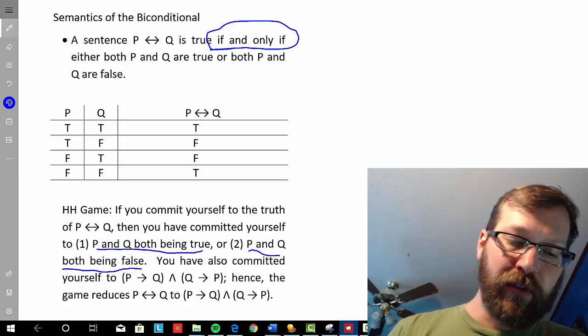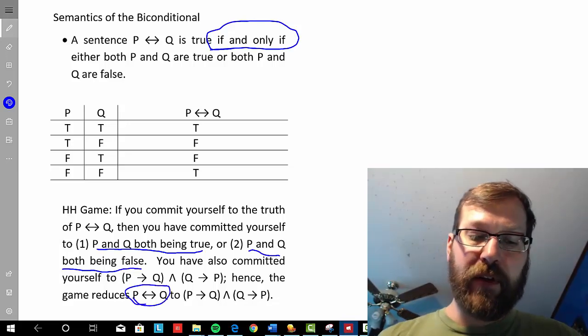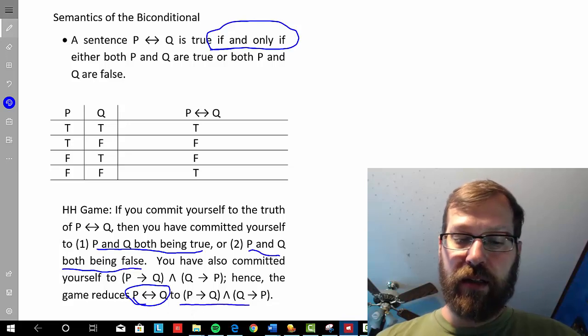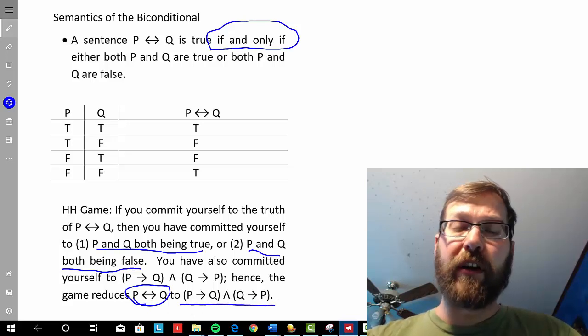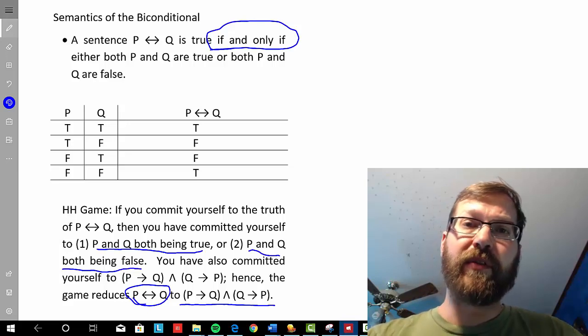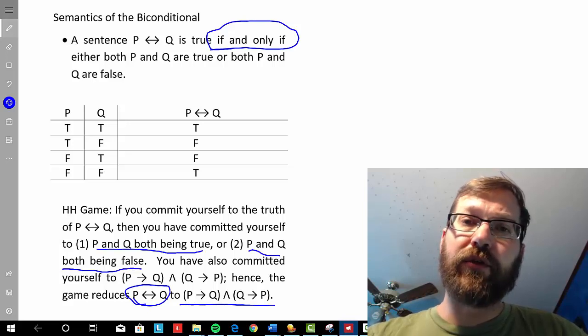So what the game will do is change a commitment to P if and only if Q to a commitment to the conjunction of the conditionals, one running in one direction, the other running in the opposite direction. All right, so let's turn to playing the Hintica game to see how it works with the biconditional.